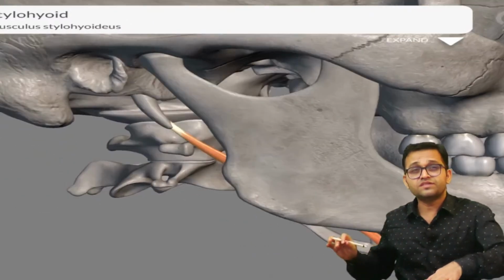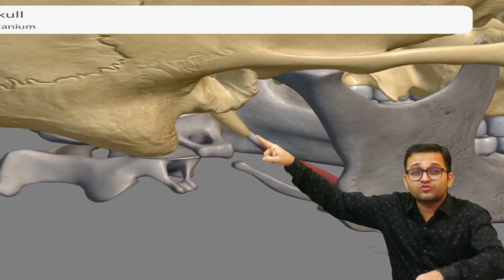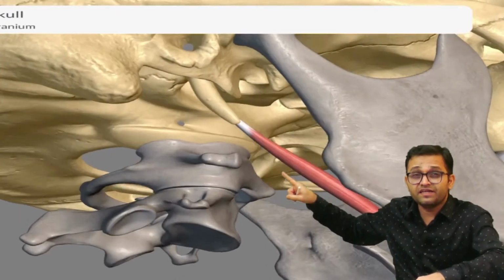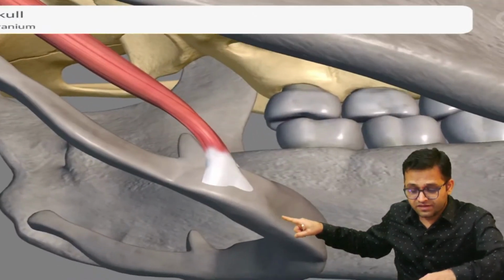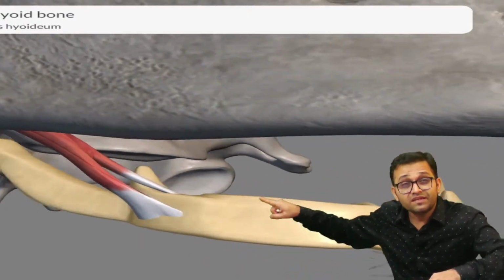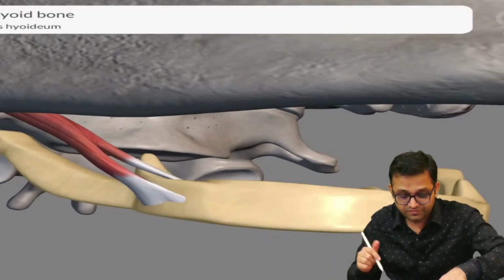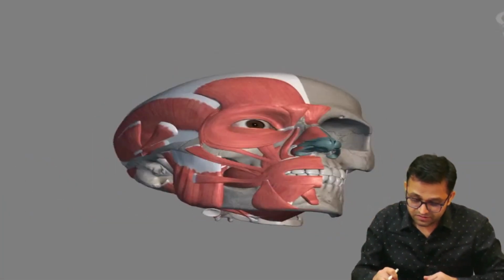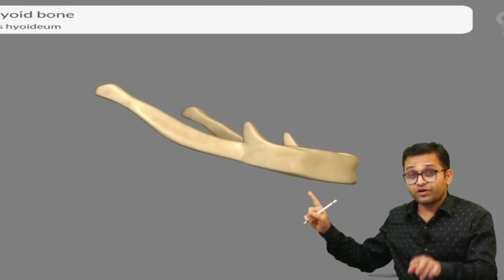Yes. Can you see? This is your styloid process, a bony cylindrical projection, and the muscle is taking origin from it and getting insertion into the hyoid bone. This is the hyoid bone, and you can observe it here, sir. Look here, sir, at the hyoid bone. It is a very unique bone of the body.